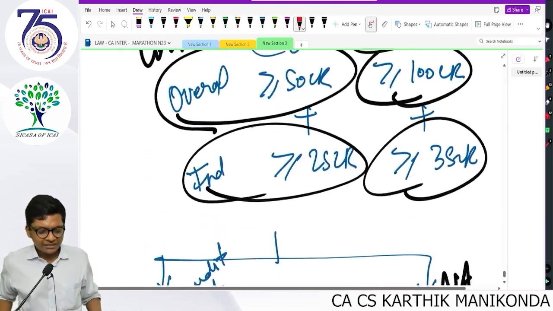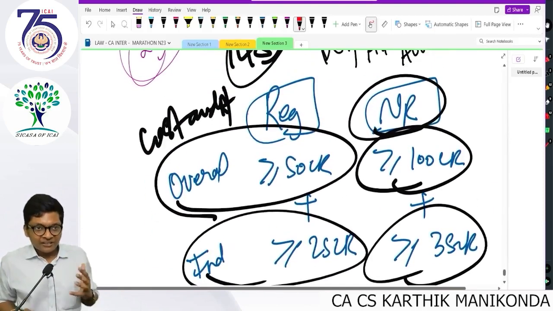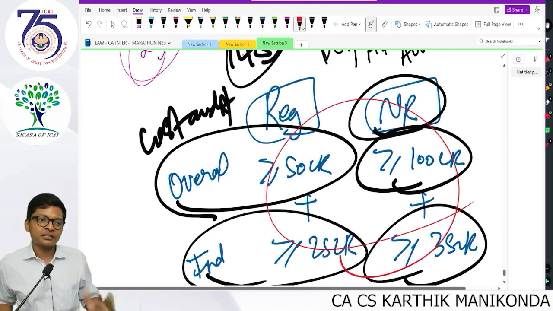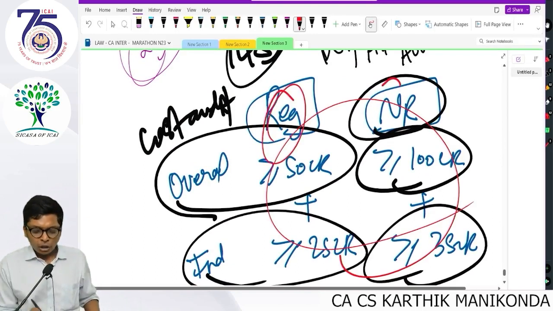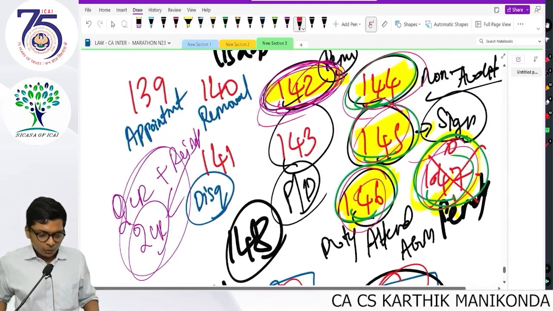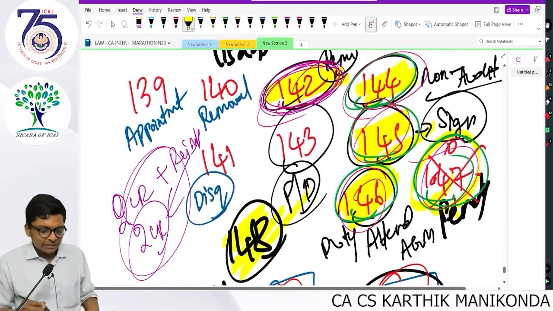Are you following, guys? Even if cost audit comes, the first time they test, they will only test limits. Regulated and non-regulated sector. Following, guys. With that, 148 comes to an end.